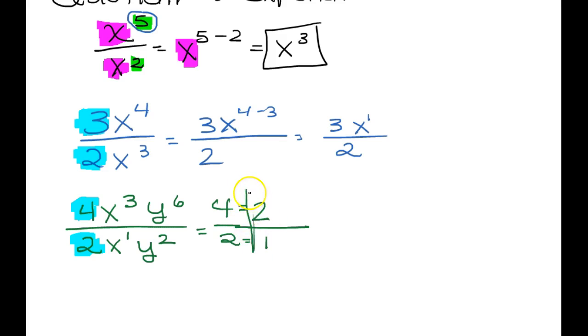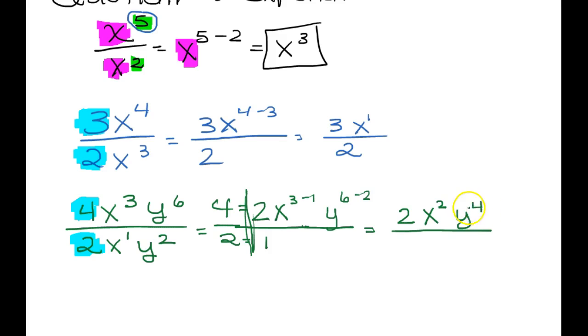So this is kind of where I'm going to start my new answer. And then I have x to the 3 minus 1, and I have y to the 6 minus 2, because we have those two different bases. So what's going to happen is I'm going to have 2, and then it's going to be x 3 minus 1 is 2, y 6 minus 2 is 4, and I'm going to put this all over 1.